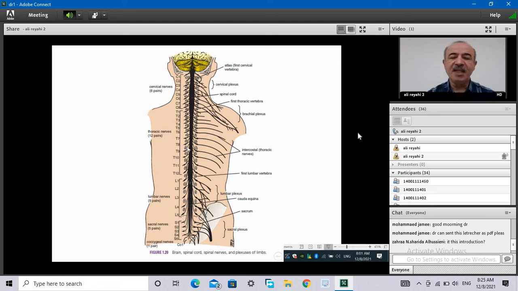Each spinal nerve exits from the intervertebral foramen between 2 vertebrae in the vertebral column. Between 2 vertebrae, there is the intervertebral foramen, which is the site for exit of the spinal nerve.